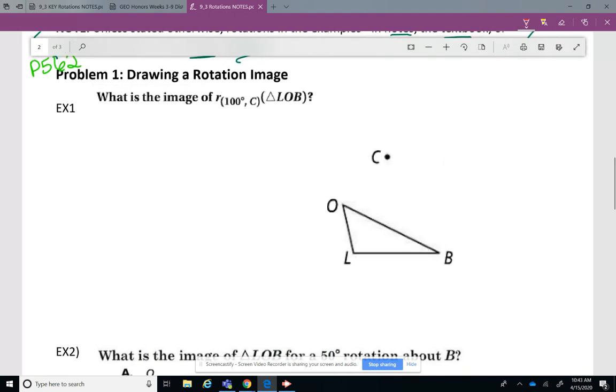All right, so our first step, I'm just going to kind of write the steps as we go. The book has them too, so if you want to look at theirs, you can.